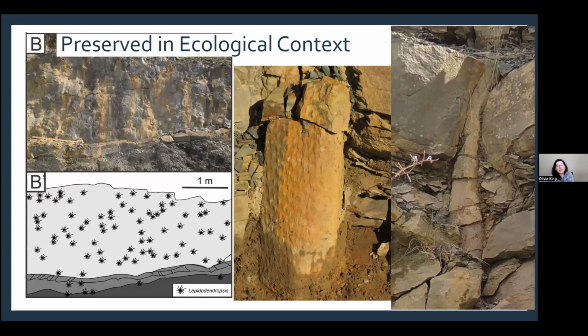But what we've been finding in New Brunswick is not quite the same. We've been finding the trees preserved in ecological context in abundance. What you see here are lycopods that are being found, and these are rather large, and quite diverse and distributed. This is an example of one rock face we have, and each one of these starbursts that you see is a lycopod, basically preserved tilted up. So this is the bottom, and you're seeing the roots of these lycopods.